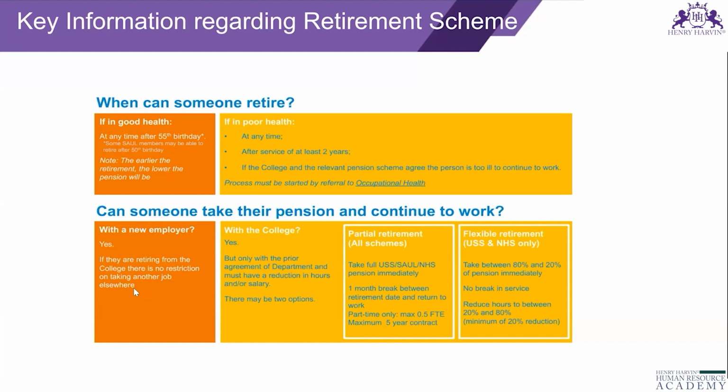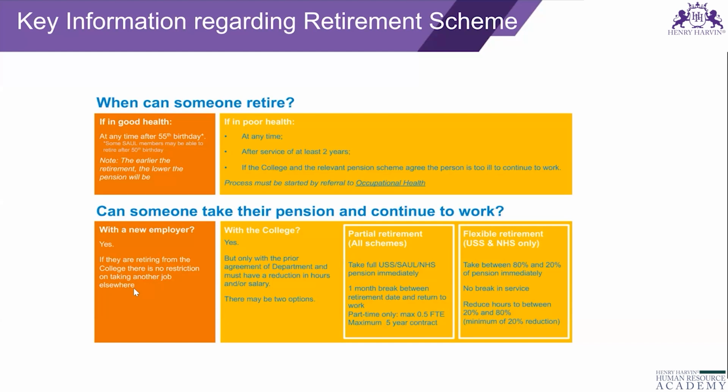If they are joining with the college, then there is a restriction: they cannot join in 100% employment, that is, as a full-time employee. They have two options. One is partial retirement, all schemes. Take full USS, SAUL or NHS pension immediately. Or a 1 month break between retirement date and return to work. If they've taken retirement, there should be a 1 month break, and only then can they join.